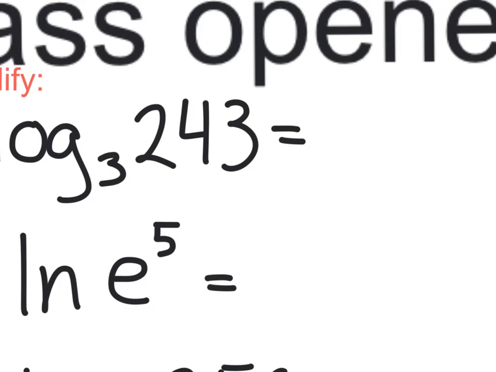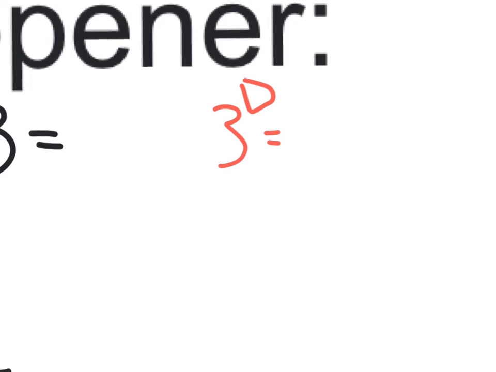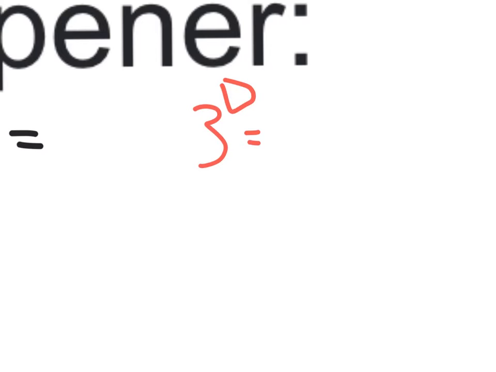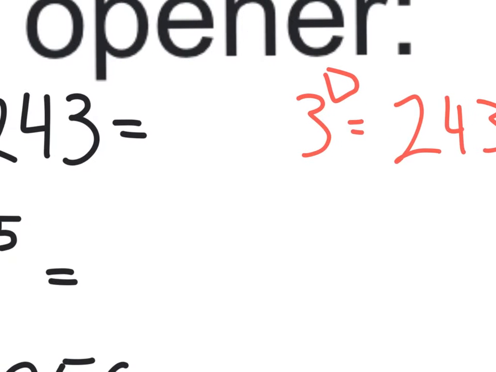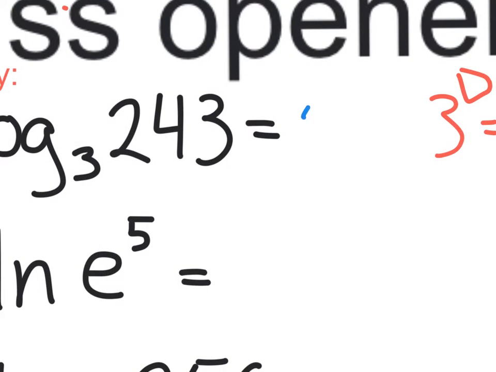Remember, the base on the logarithm is going to be the base on your exponent situation. So the base was 3. 3 to what power will give you 243? If you just get your calculator and start typing away, 3 to the 4th power gives you 81. 3 to the 5th power gives you 243, right? So your answer is 5.